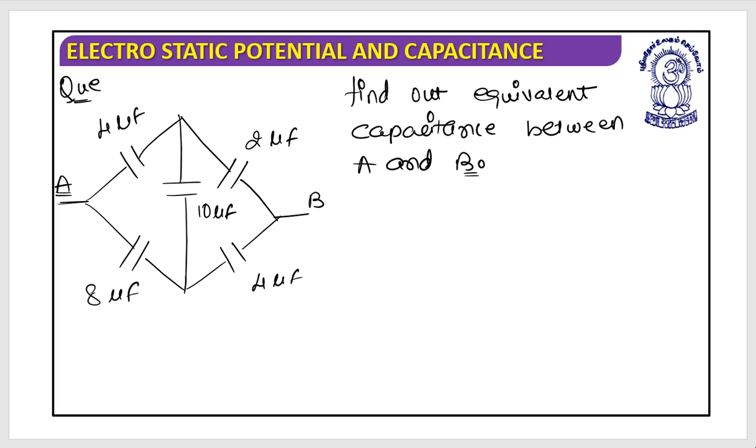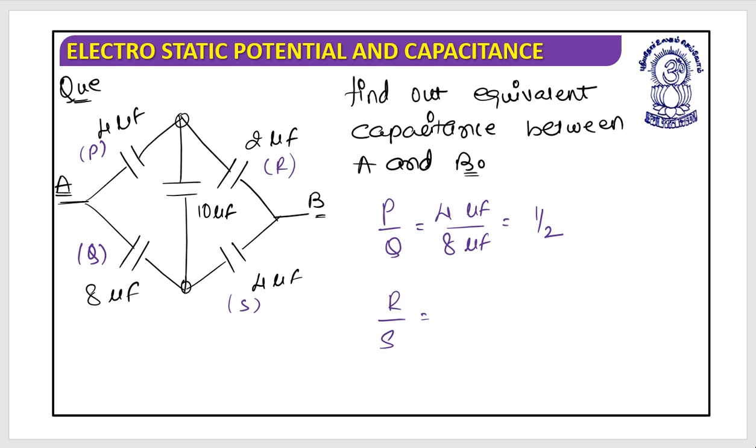Yes, so the battery has been connected on this diagonal, and the fifth capacitor is on this diagonal. So what I need to check is the ratio of P by Q to R by S. So this is my P, this is Q, this is R, and this is S. So let's take the ratio of P by Q. It is 4 microfarad divided by 8 microfarad. So this would be 1 by 2.